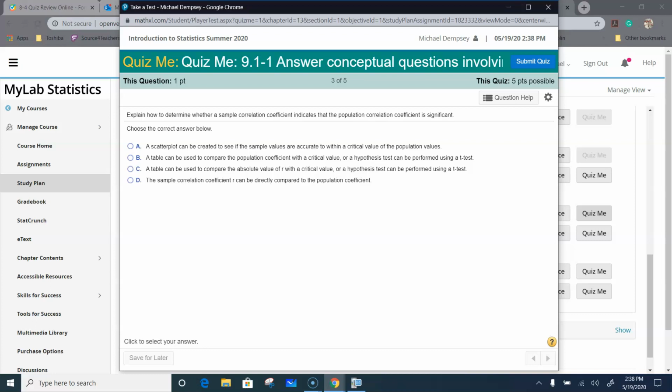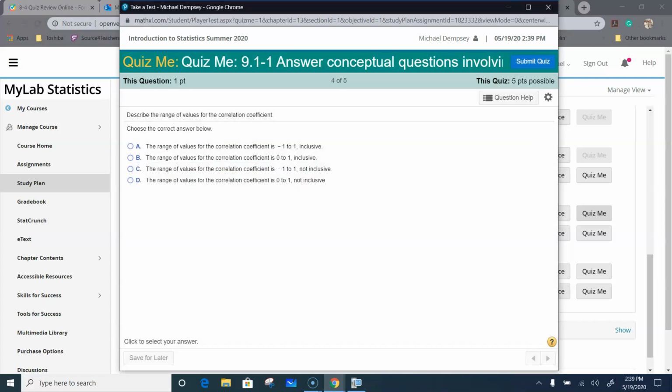Explain how to determine whether a sample correlation coefficient indicates that the population correlation coefficient is significant. So this is not something we're going to do, but even when we do statistical inference, we don't do it for correlation, but that's how we would do that. We compare the sample R with a critical value, and we use what's called a t-test. Range of values of correlation coefficient, they go from -1 to 1, inclusive.